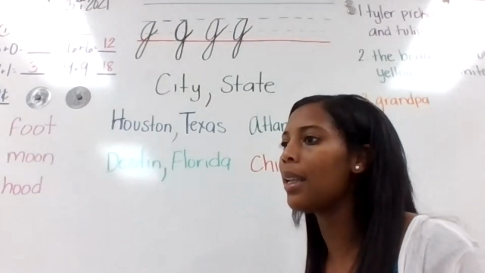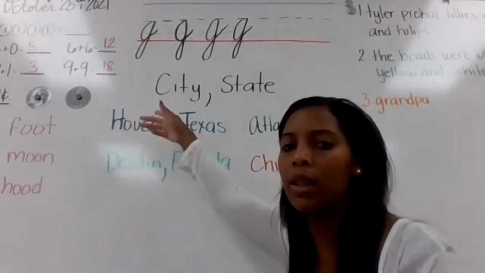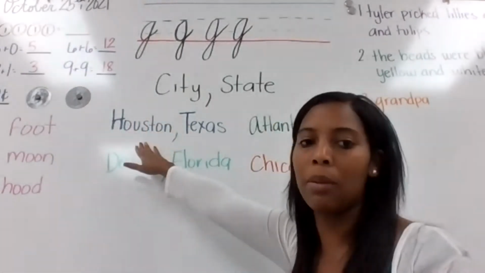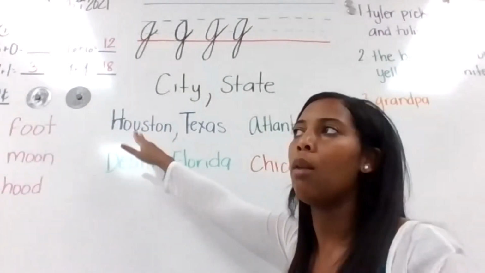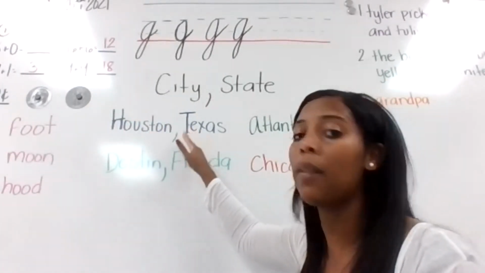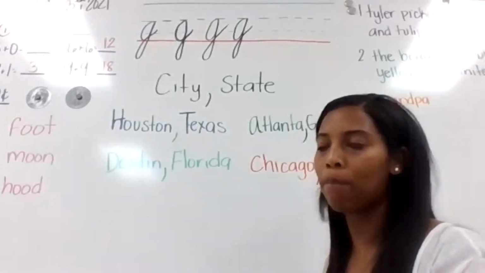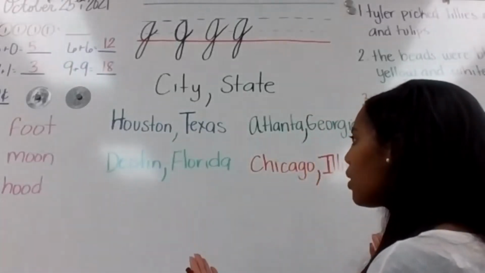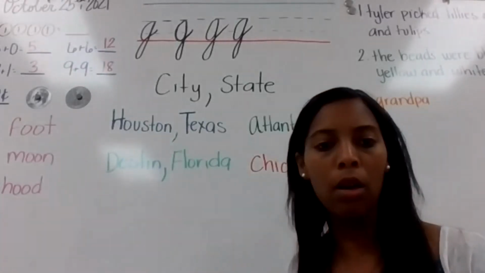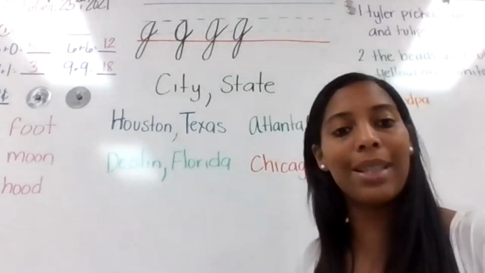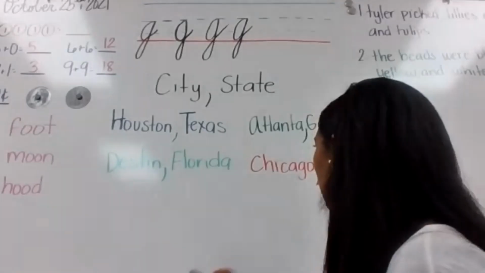Now, if it's just a city and someone says, we went to Houston on Saturday, you wouldn't put a comma because it's only the city by itself. But whenever it's the city and the state together, you place that comma, okay? So that's practice today. I just wanted to go over this. So tomorrow we'll start practicing with actual sentences, with them inside of sentences, okay?